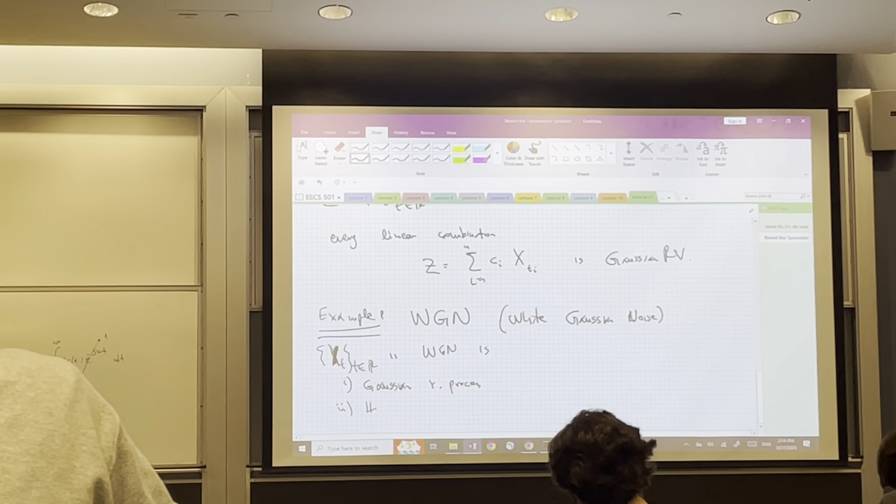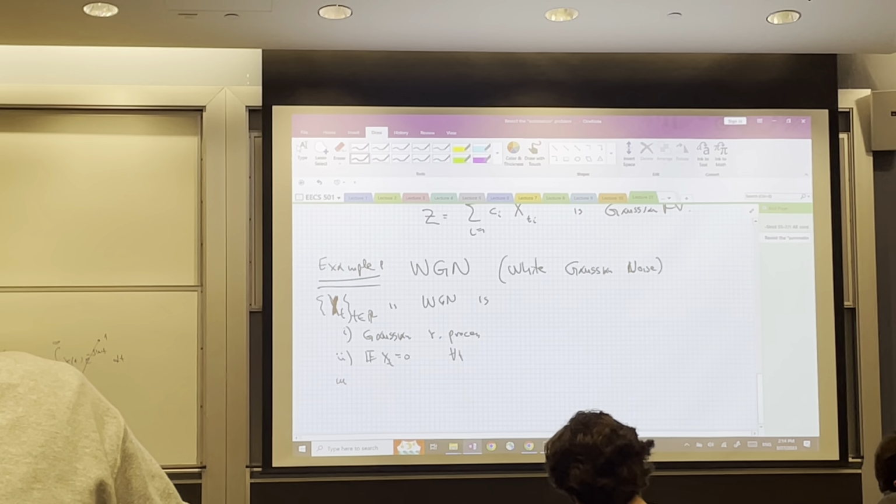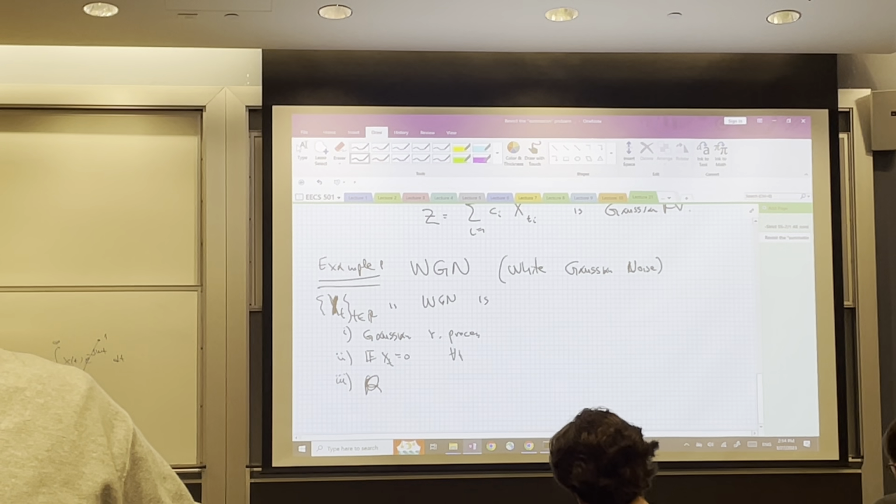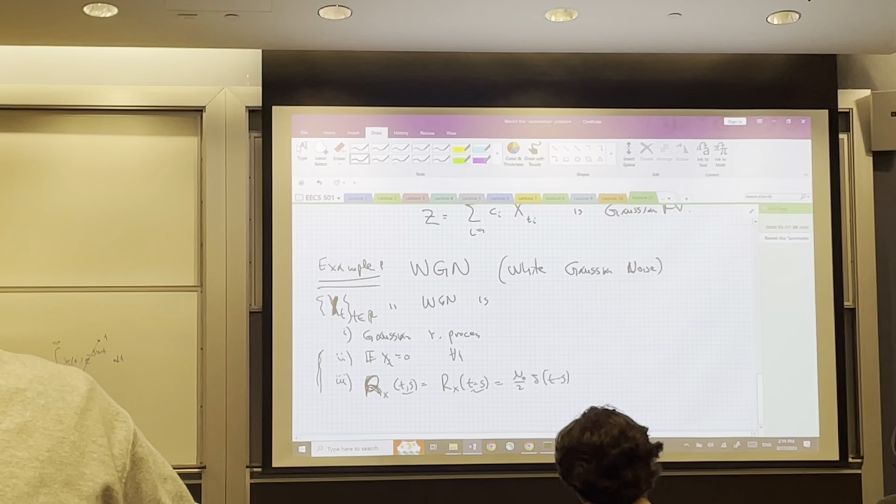2, the mean of x of t is 0 for every t, and the correlation or covariance R_x(t, s) equals R_x(t minus s) equals N0 over 2 delta of t minus s. That is, the correlation function depends only on the difference, and thus it is white and stationary, right? And it is a delta function.